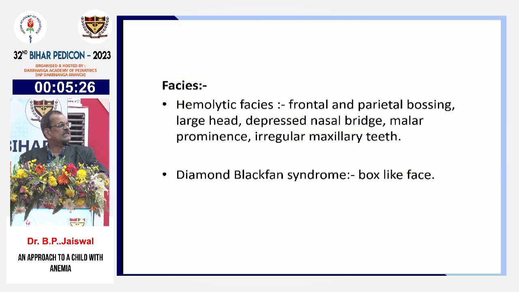Now, there are certain typical facies in anemia. I'm just correlating anemia with some important associations. Like hemolytic facies, all of us know: frontal and parietal bossing, large head, depressed nasal bridge, malar prominence, irregular maxillary teeth. Hemolytic facies are typical because of extramedullary hematopoietic activity. Bone marrow is suppressed, therefore the maxilla and all these bones take up the lead for producing.